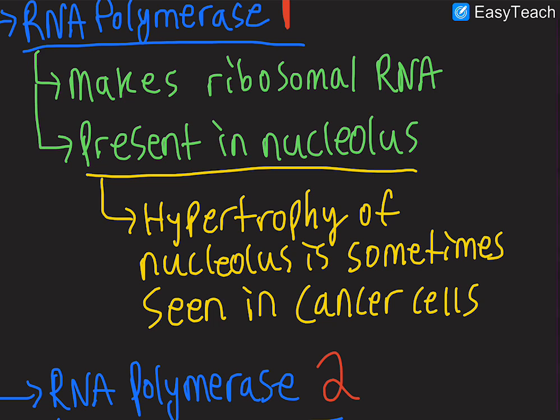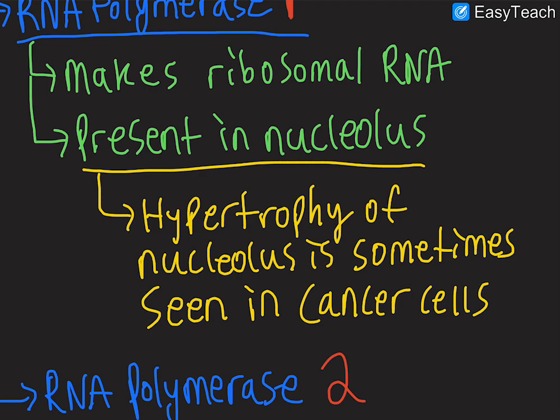Another fun fact I found when researching this is that sometimes in cancer cells you can see the nucleolus hypertrophy. So some cancer cells have a larger than normal nucleolus. I thought that was pretty interesting. The main thing we have to focus on is that RNA polymerase 1 makes rRNA, which is present in the nucleolus. rRNA is present in the ribosomes, because it's called ribosomal RNA.